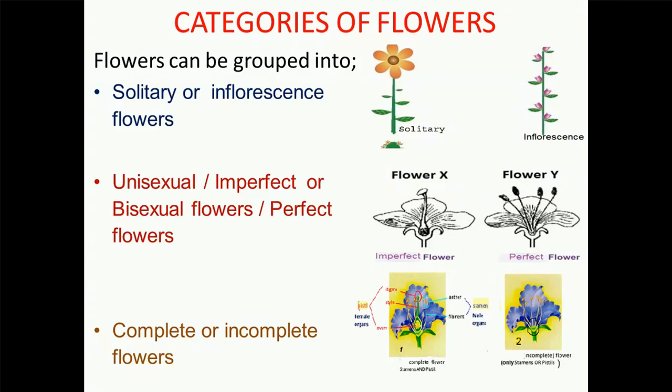So if you look at the images here, the first one, number one, we have all the floral parts mentioned, but in the second one something is missing. Can you guess? Yes, the pistil or the female part of the flower is missing, so that makes it incomplete, while the first one is complete.